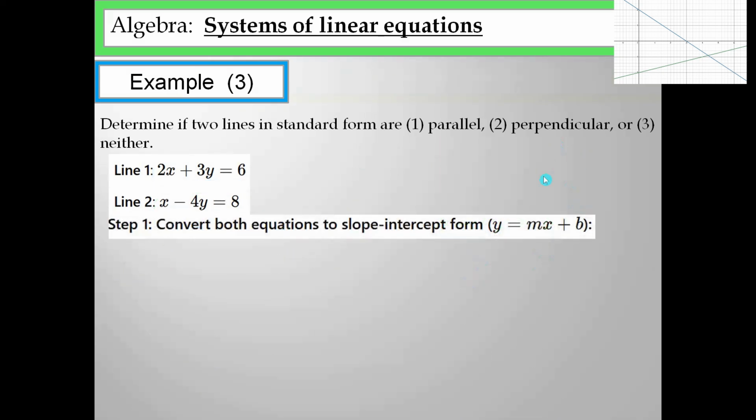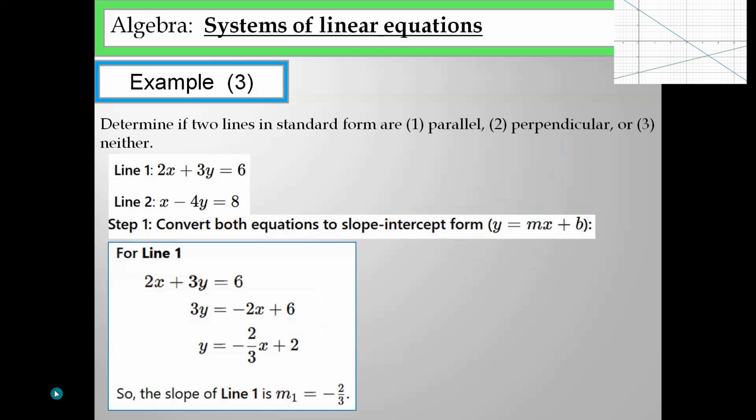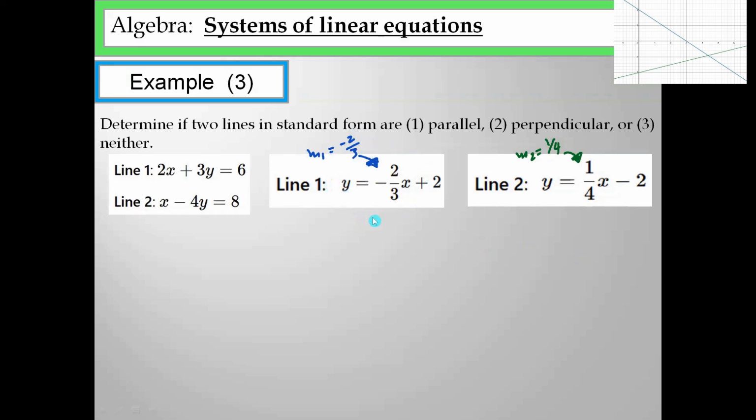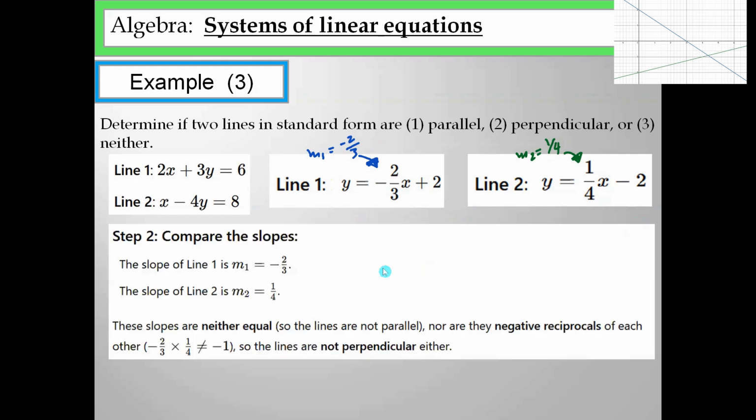Okay, let's review what we just did. In our first step, we want to convert both equations into slope-intercept form. We found that the first slope is m1 equaling negative 2/3. And in our second equation, we found that the second slope is m2, which is equal to 1/4. Now that we have our equations in slope-intercept form and we know what the slopes are of each of them, we want to move on to the second step, which is to compare the slopes.